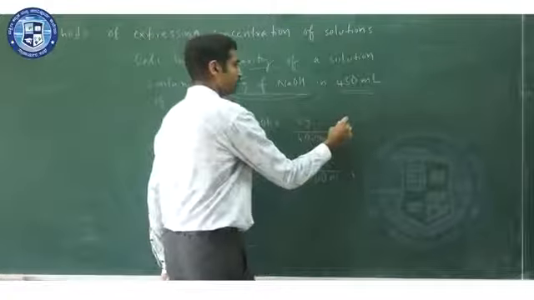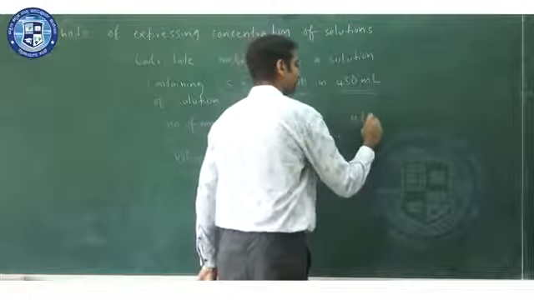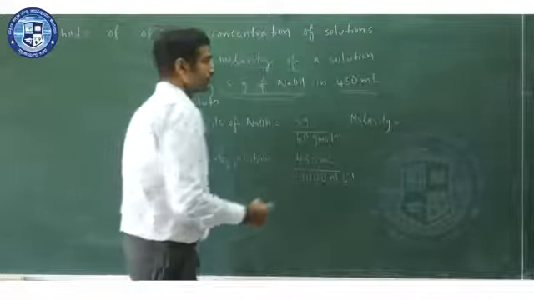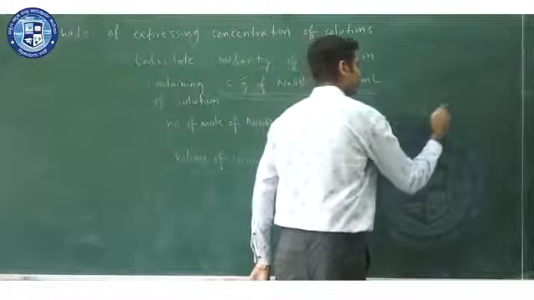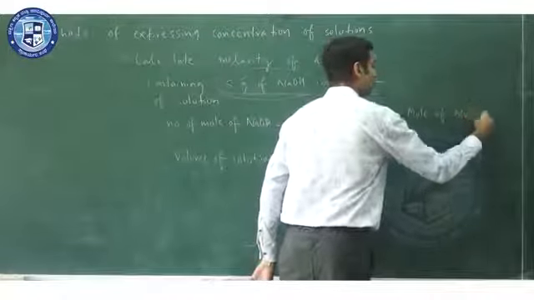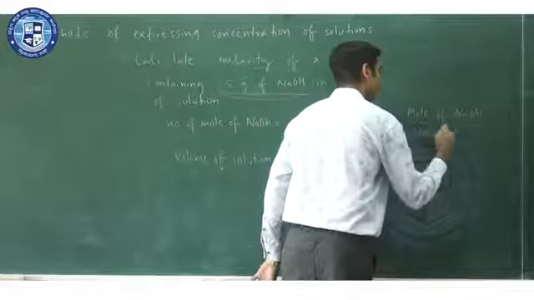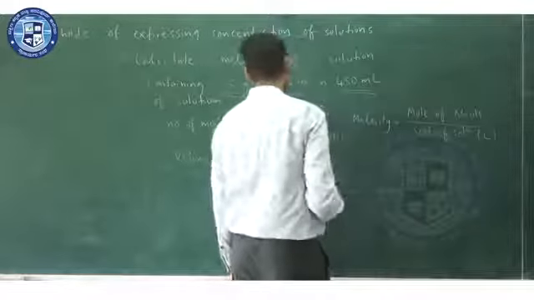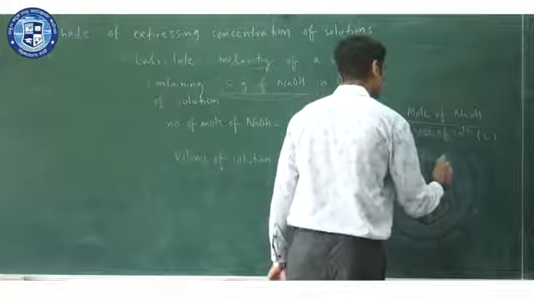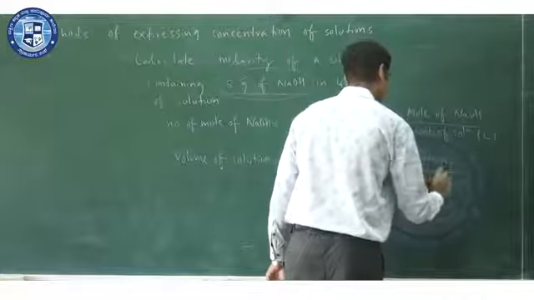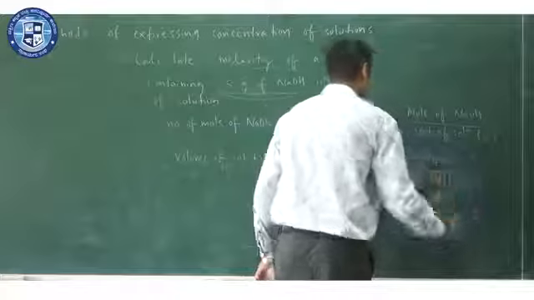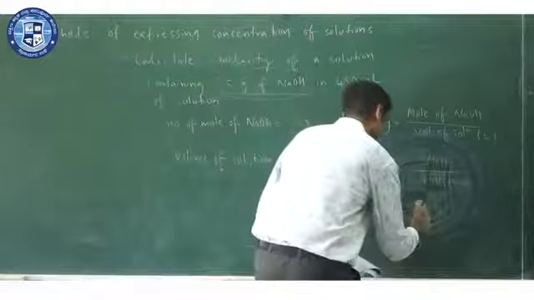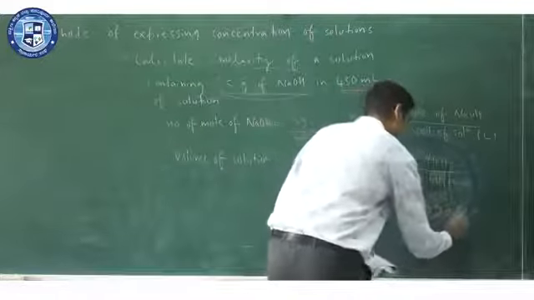We have the molarity of the solution, therefore expressed in terms of moles of sodium hydroxide divided by volume of solution in liters. This will be 5 by 40 divided by the volume in liters. For molarity, you'll get a value of close to 0.278 mole per liter.